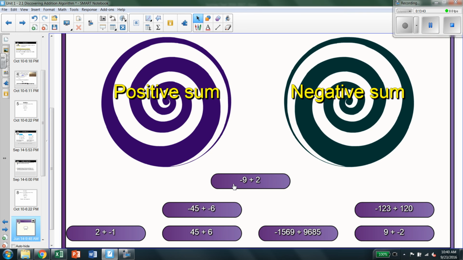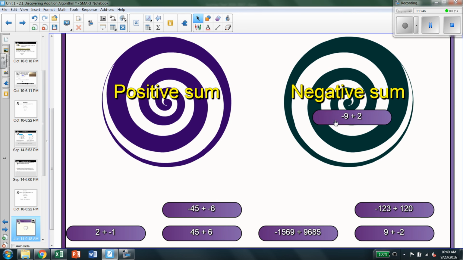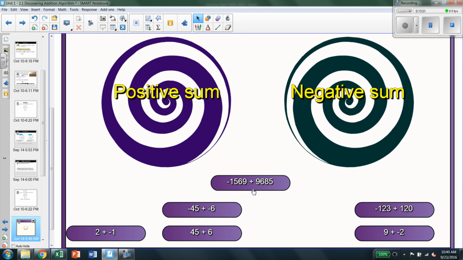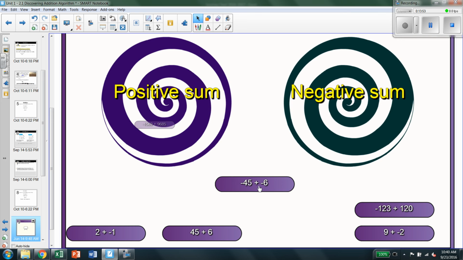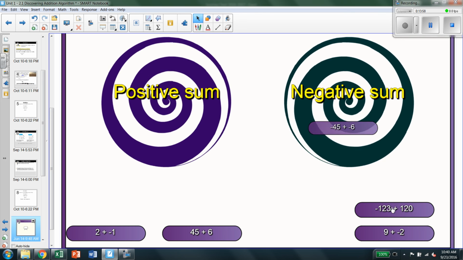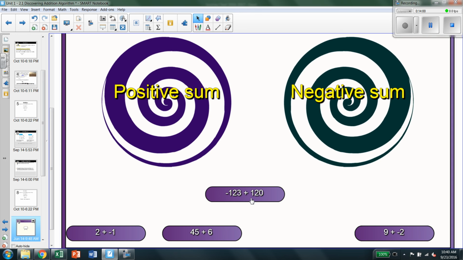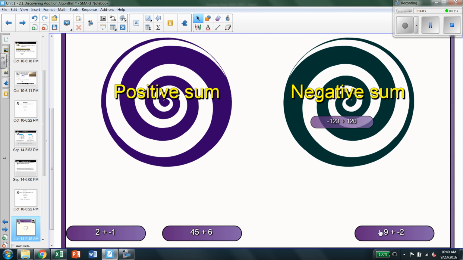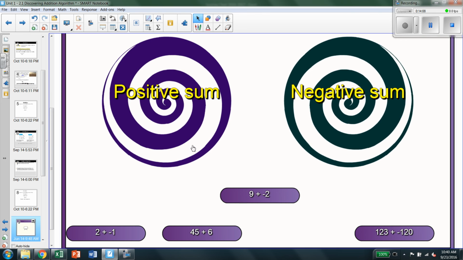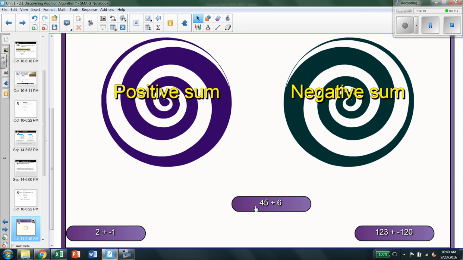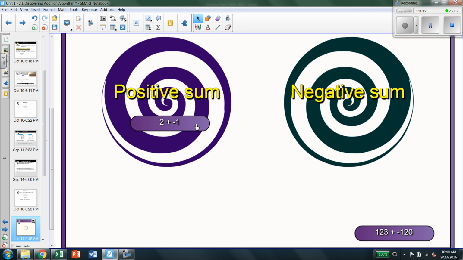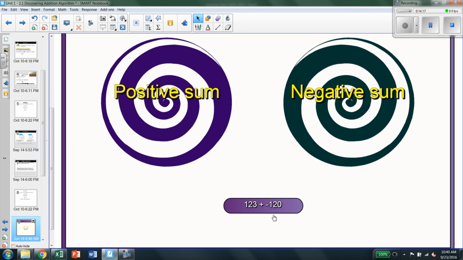Think to yourself, where should this go? Where should this one go? Where should this one go? How about this one? This one? 45. Oh, come on. We know that one, right? Last but not least.